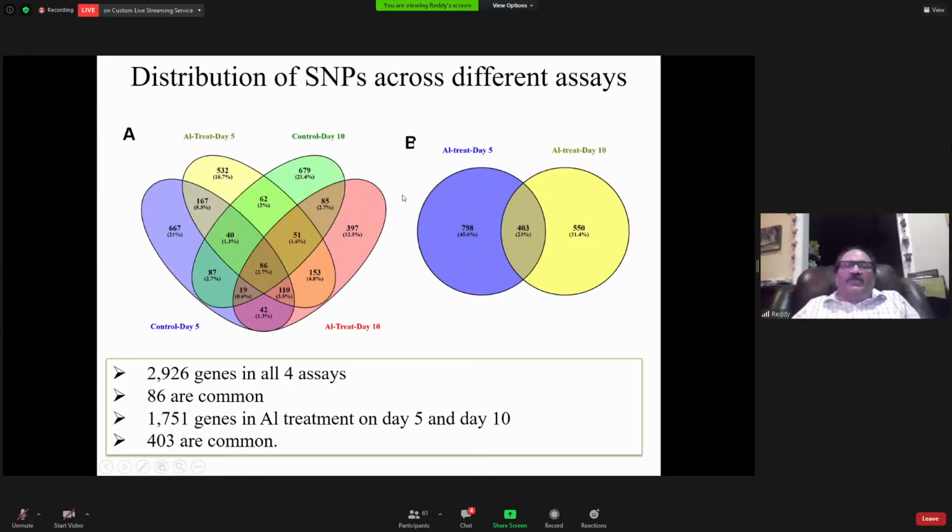So we performed association mapping because all these Arabidopsis lines are sequenced. In just the seedling stage, at the 5th day and the 10th day, we identified 550 genes responding to aluminum toxicity treatment. On the 5th day, you see. And then we identified about 1,751 genes altogether between the 5th day and 10th day, and 403 genes are common. So they are working on both the 5th day as well as the 10th day.